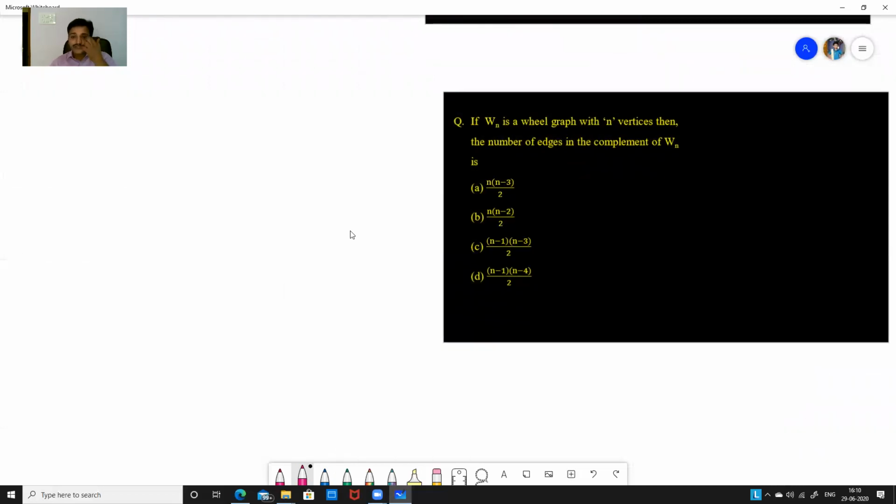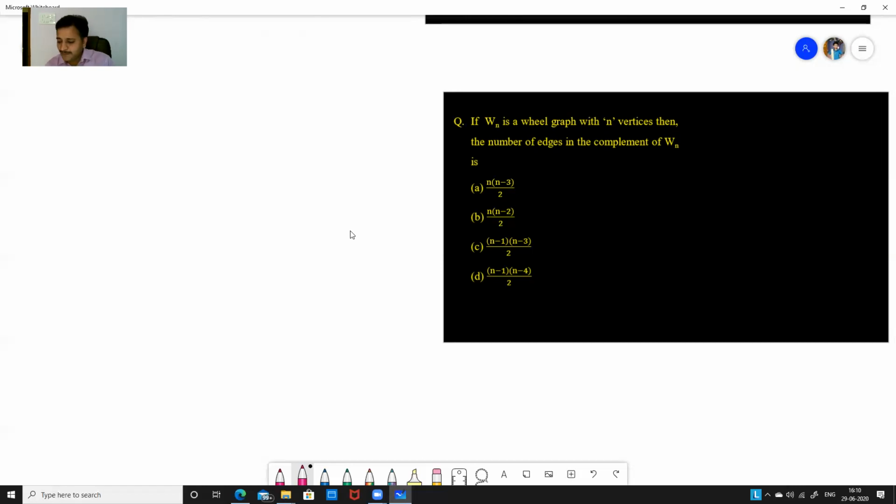Next, this question is based on the wheel graph. I hope you remember the definition of a wheel graph. A wheel graph is always obtained from a cycle graph with n minus 1 vertices. A wheel graph of n vertices can be obtained from a cycle graph of n minus 1 vertices by adding one extra vertex, which is adjacent to all the remaining vertices. That extra vertex which we add is called the hub of the graph, which we already covered in the previous videos.